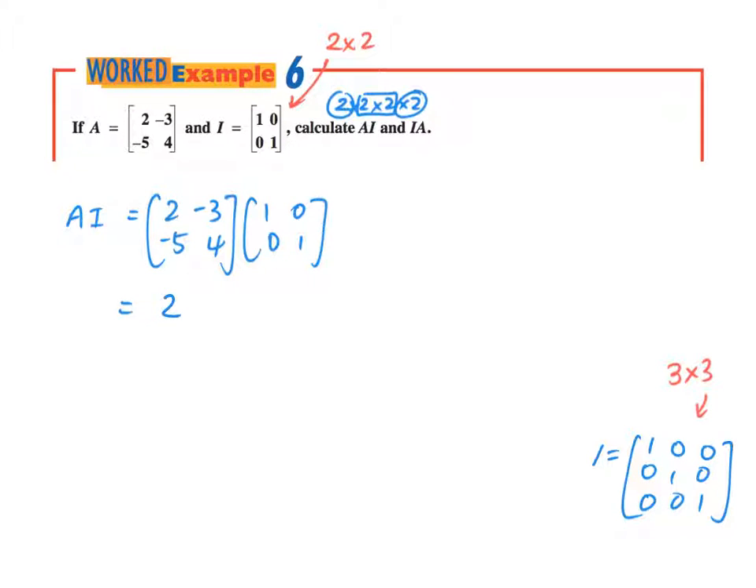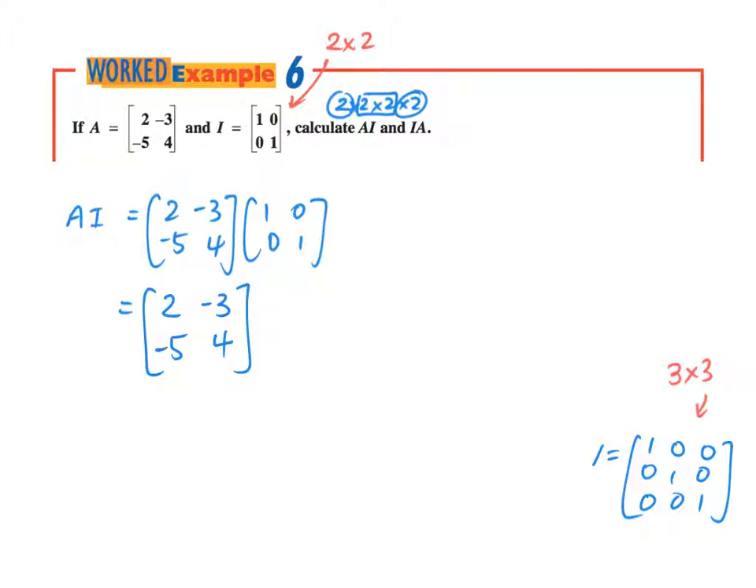Let's just continue on. 2 times 0, that's 0. Negative 3 times 1, that's going to give us negative 3. Next is negative 5 times 1, that's negative 5, and 4 times 0, that's 0. And the last element is negative 5 times 0, that's 0, and 4 times 1 is 4. So we can see here, after multiplication, we actually produce A. So this identity matrix produces A.